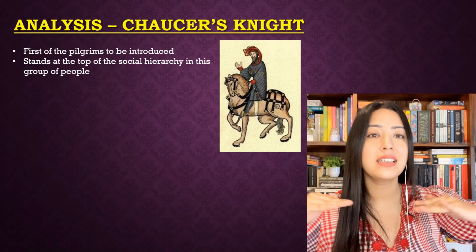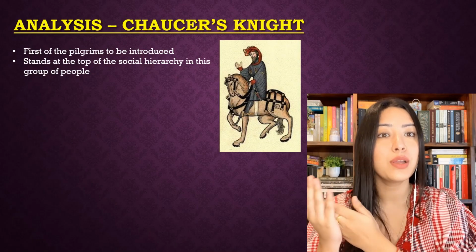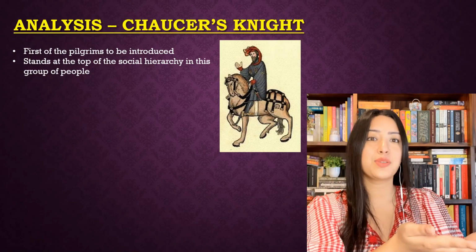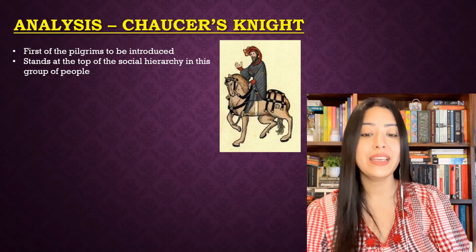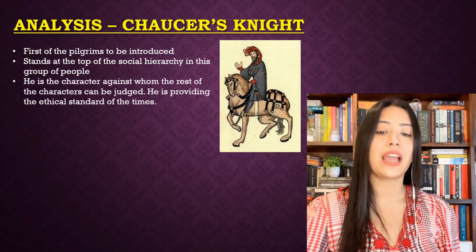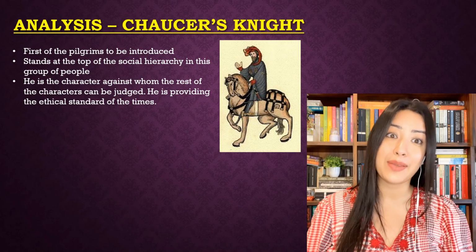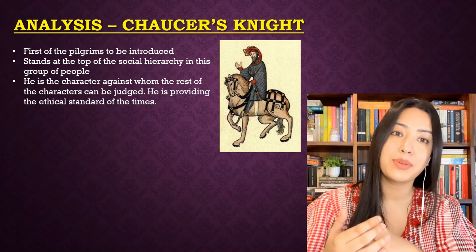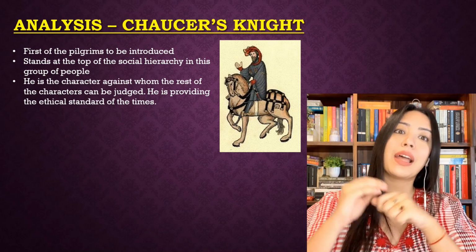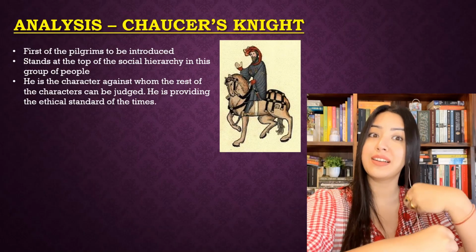He's setting the character goals against which we are going to judge the other characters who are going to appear after this. So this is the ideal we have to strive for. He is the character against whom the rest of the characters can be judged. He is providing the ethical standards of the time. So during Chaucer's time, these are the values, these are the principles, these are the characteristics in a person that were most valued. You have to understand this. That is why he introduced the knight first.